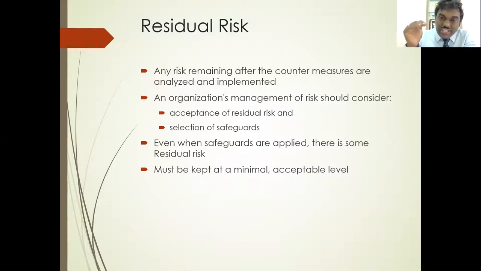To what extent you are reducing, that is based upon the amount and the resources which you can afford. And the controls are kept to reduce the risk to an acceptable level. The risk which is available for you to accept is called acceptable risk. Okay, we'll come to it a little later.